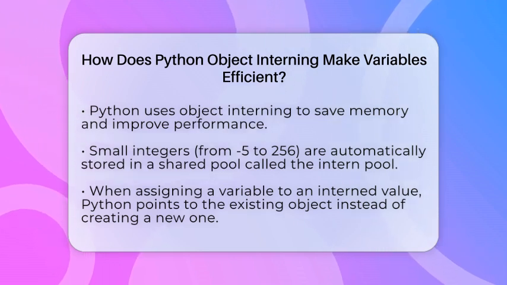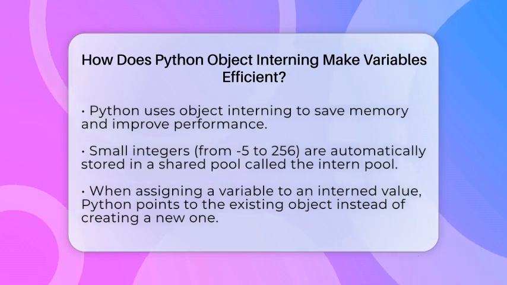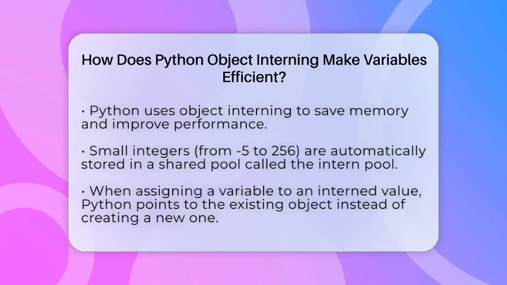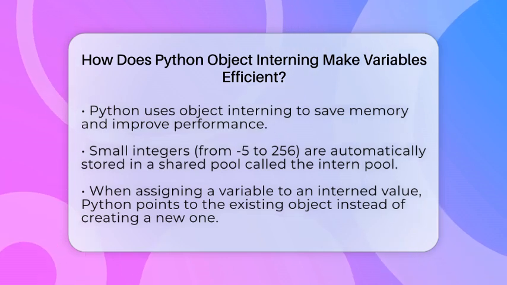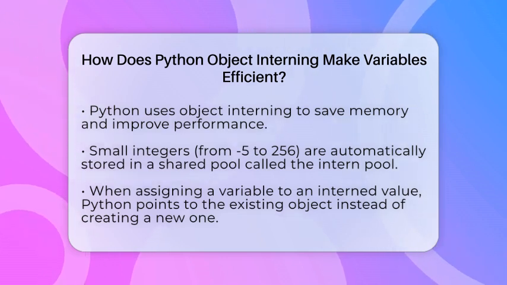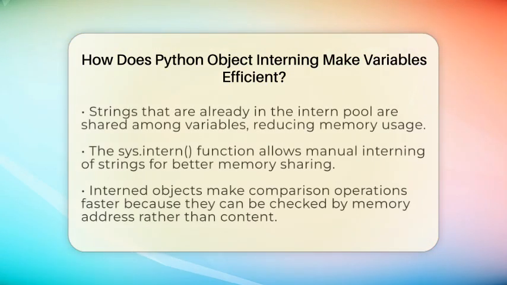In Python, some objects like small integers and short strings are stored in a special shared space called the intern pool. When you create a variable with a value that's already in this pool, Python doesn't make a new copy. Instead, it points your variable to the existing object. This means many variables can share the same object in memory.